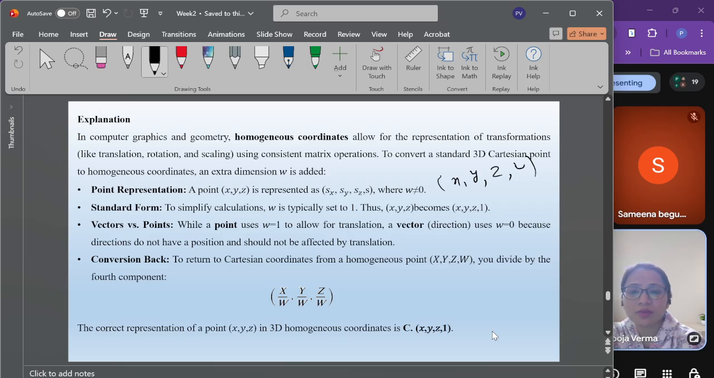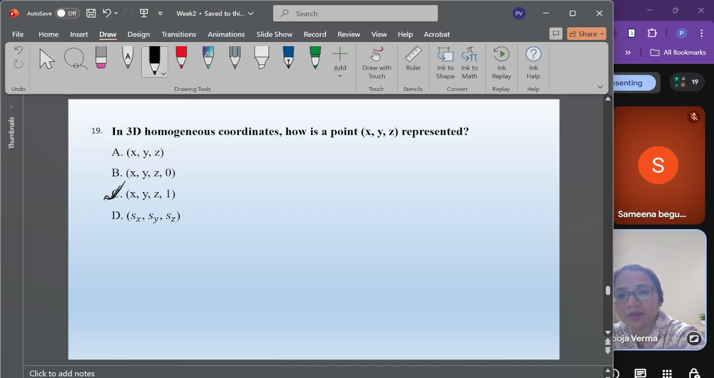Vectors versus points: a point uses W equal to 1 to allow for translation, while a vector uses W equal to 0 because a direction does not have a position and should not be affected by translation. We can convert back by dividing by W. I think you already know that. So the correct representation of the point (X, Y, Z) in 3D homogeneous coordinates is (X, Y, Z, 1). So option C is the correct answer for this question.